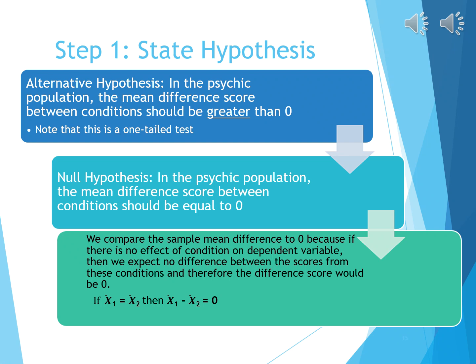That's going to be a lot later on. And we assume that the mean of this t distribution of mean difference scores to be 0. So we're going to see whether our sample mean difference score is less than that, more than that, or equal to 0.